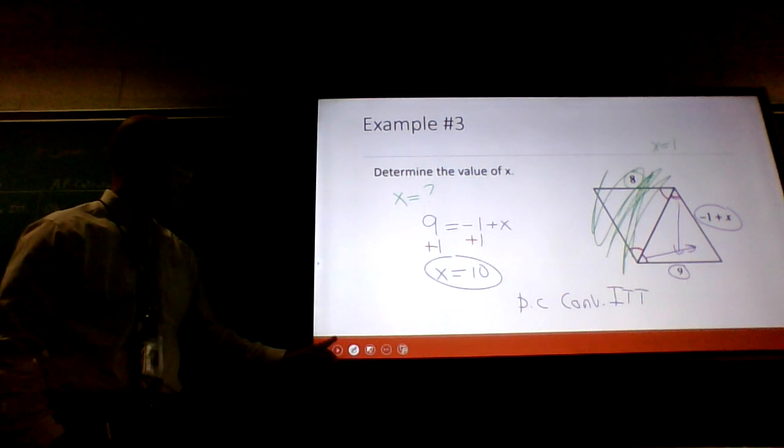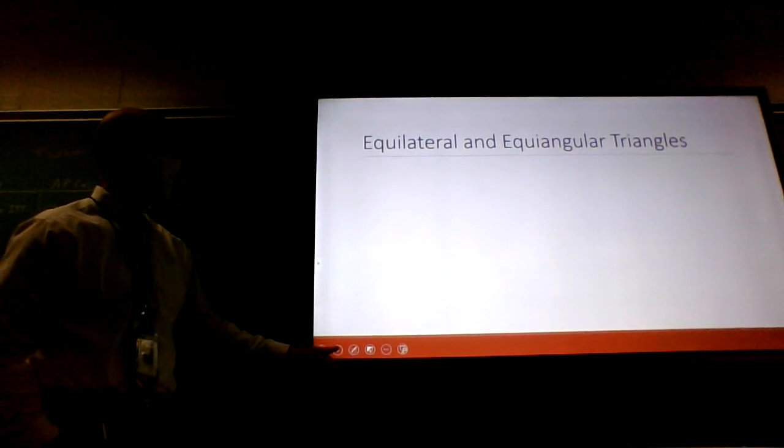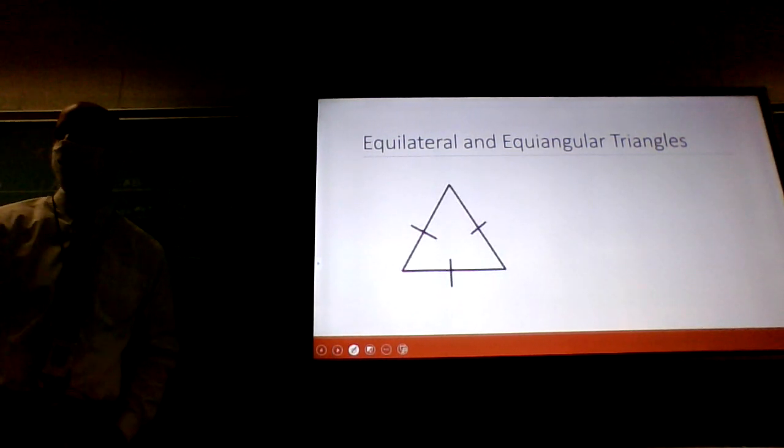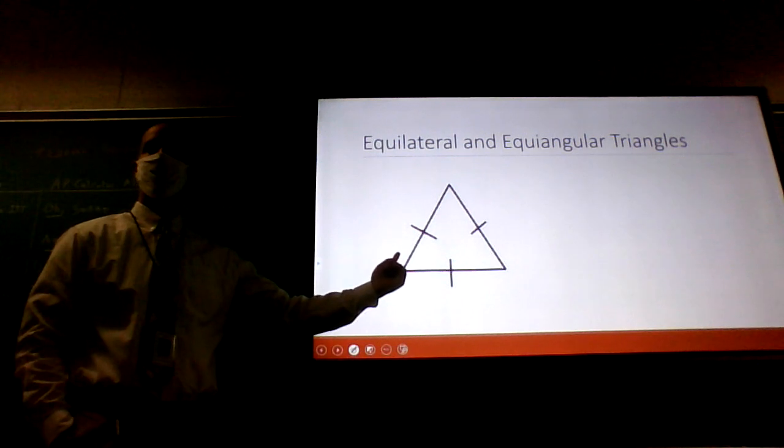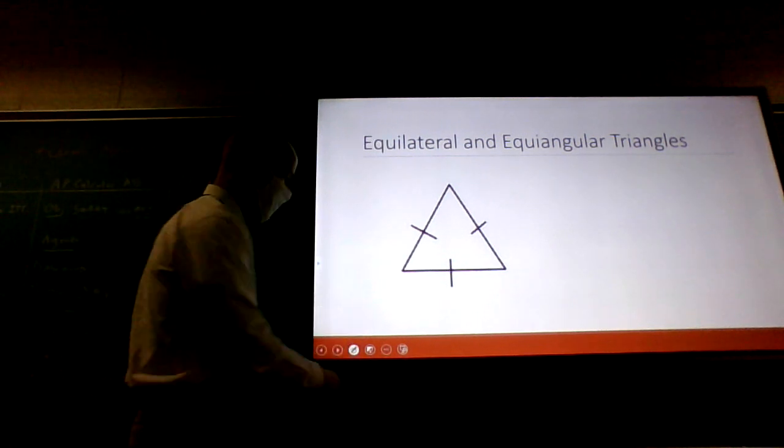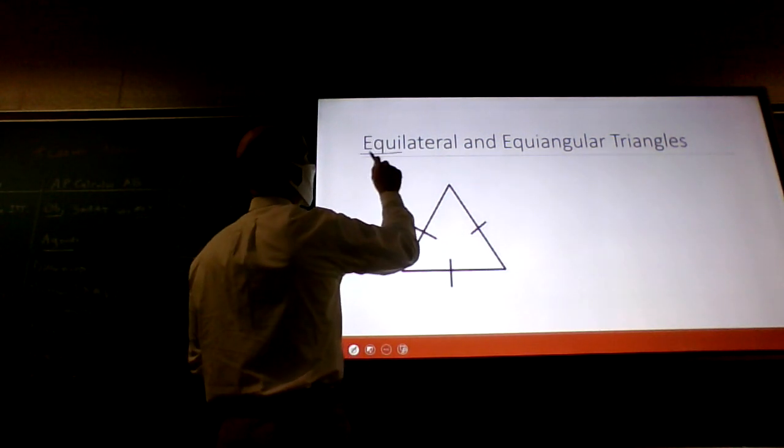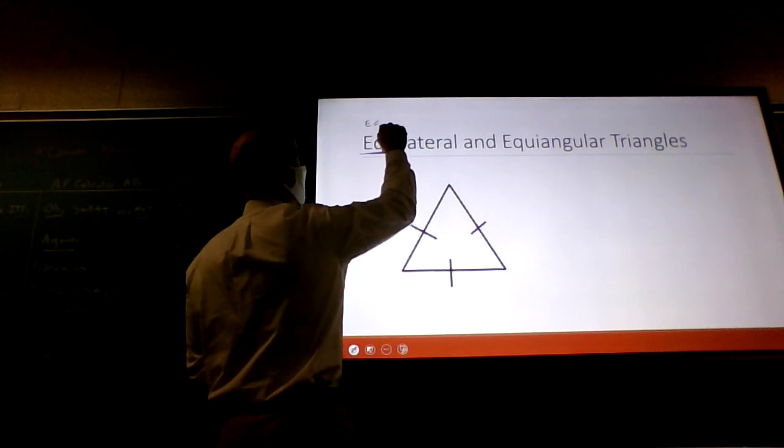Okay, let's go ahead and move on to the next slide here. Do you guys know what an equilateral triangle is? This is an equilateral triangle. All sides are equal. Correct. Do you guys know what equi sounds like? Kind of sounds like equal, doesn't it?